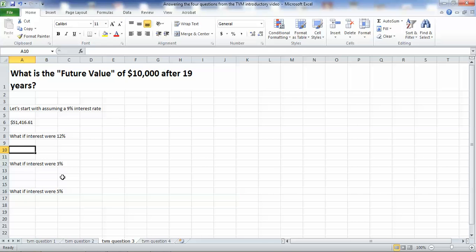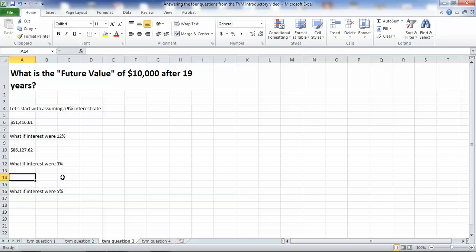And the stock market has typically returned about 12% over the last 100 years. So this would be a good estimate for what you could earn on average over the long haul in the stock market. So let's try that again. Equals, we want an FV, future value. Our rate is 0.12. Our number of periods is 19. Our payment is 0, because we're just doing one lump sum. We're putting in $10,000 up front, and close paren. $86,000. Ooh, it's getting better.